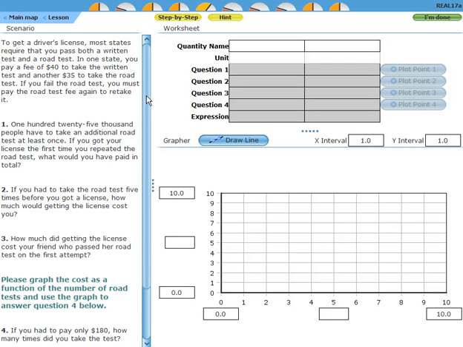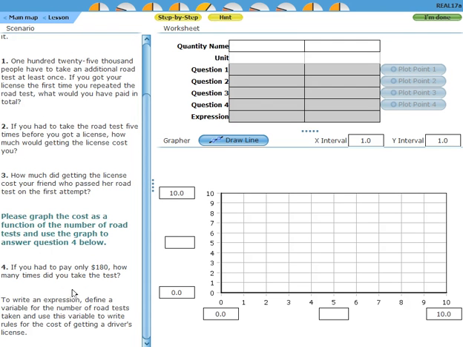All right, we're going to try a new Carnegie unit today, and I'm going to take you through some steps as to how to do it awesomely. So the first thing, the quantity names, you can always find those at the end here in this paragraph. Define a variable for number of road tests taken and the cost of getting a driver's license.